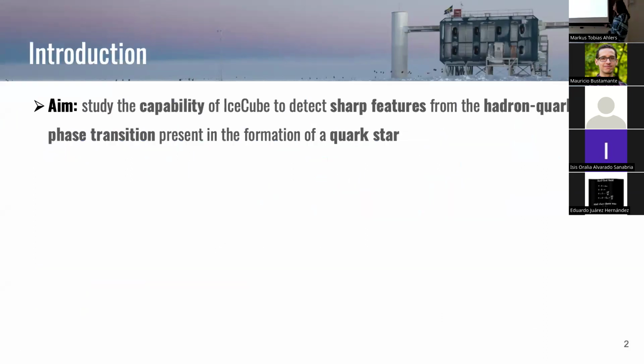So the main objective of this project was to study the capability of IceCube and also IceCube Gen 2 to detect sharp neutrino features from the hadron to quark phase transition that can be present in the formation of a quark star. And now you might be wondering, okay, but what is a quark star?